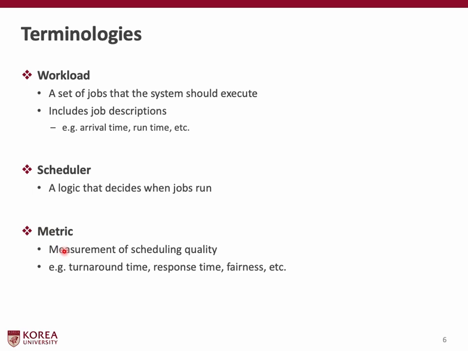And when you want to evaluate how good a scheduling algorithm is, we use something called metrics. Metrics are criteria used to assess the quality of a scheduling algorithm. I will explain in more detail later, but examples include turnaround time, response time, and fairness. These metrics help us compare different algorithms and understand their strengths and weaknesses.